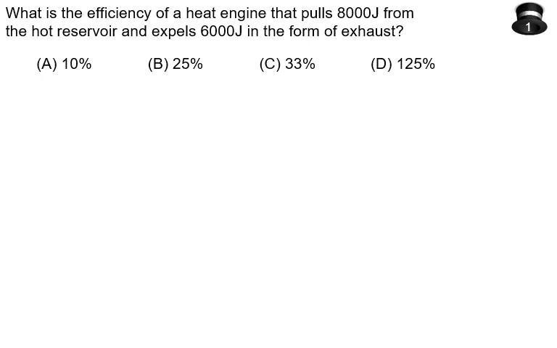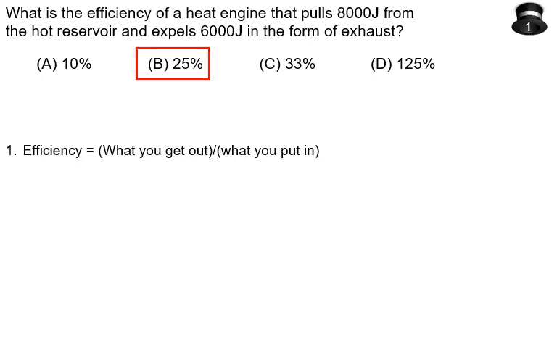So pause. You can assume that you've paused and you've come back. Keep in mind here, what are we given? We're trying to find efficiency. We know what's been put in, and we know what comes out. So it's 25%. We can solve for this. So efficiency is what you get out divided by what you put in. So the efficiency is the work done by the engine divided by the heat added to the engine from the high temperature reservoir.